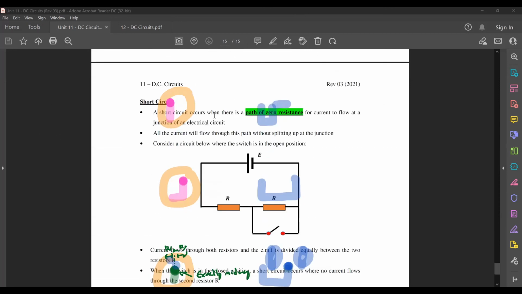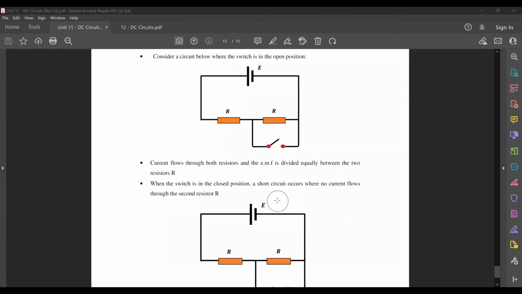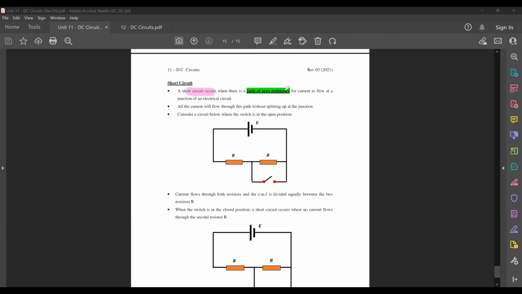Then after that, the last thing I should mention to you is short circuit. Short circuit in your syllabus is something like this. It usually occurs when there's a path of zero resistance for current to flow at a junction of an electrical circuit. When you have short circuit, you must have zero resistance in a particular path.